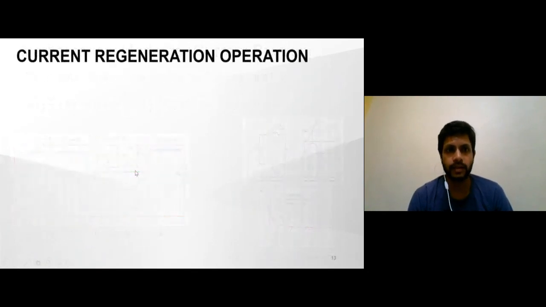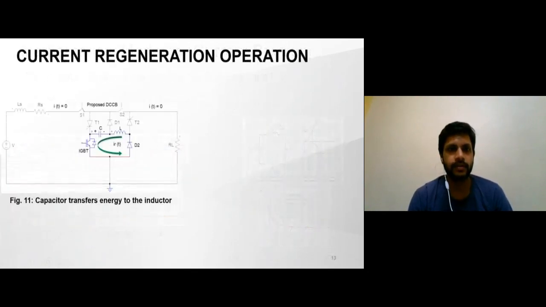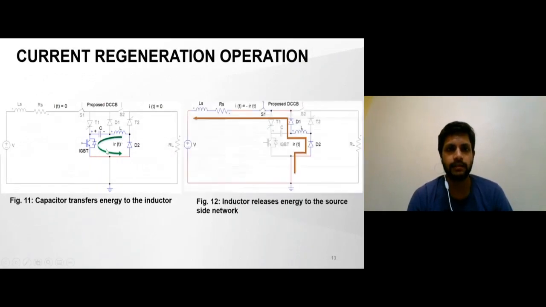Now the current regeneration operation will take place. So what will happen now? The IGBT will turn on, so the capacitor will now discharge through this inductor. All the energy of this capacitor will be transferred to this inductor. And once the capacitor energy becomes 0, the IGBT will turn off. So now the inductor will force the current to flow back to the source. That is called the regeneration.